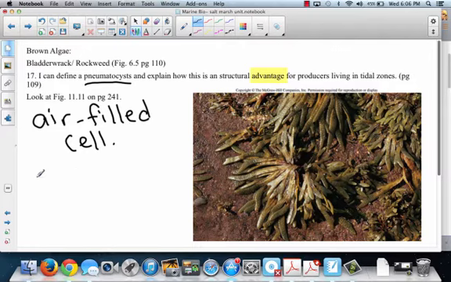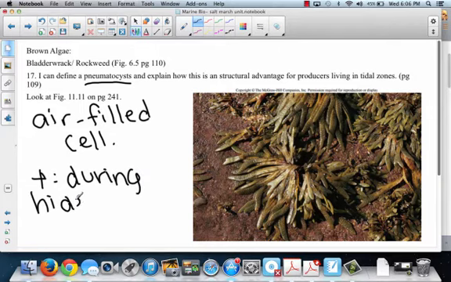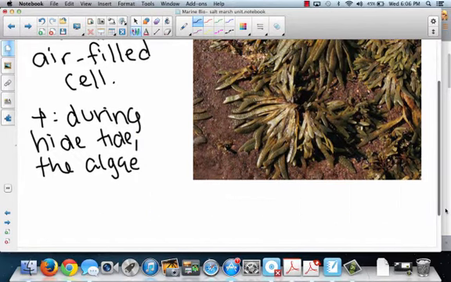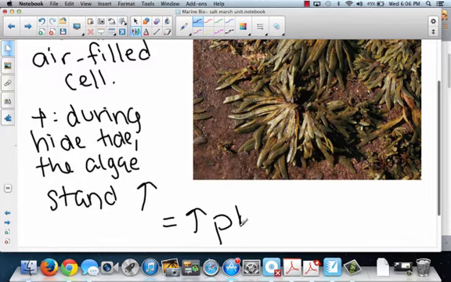And so the advantage, which I'm going to put as a positive sign here, is that during high tide, the algae can be upright. So during times of high tide, the algae can actually stand upright, which is important, because it increases photosynthesis.